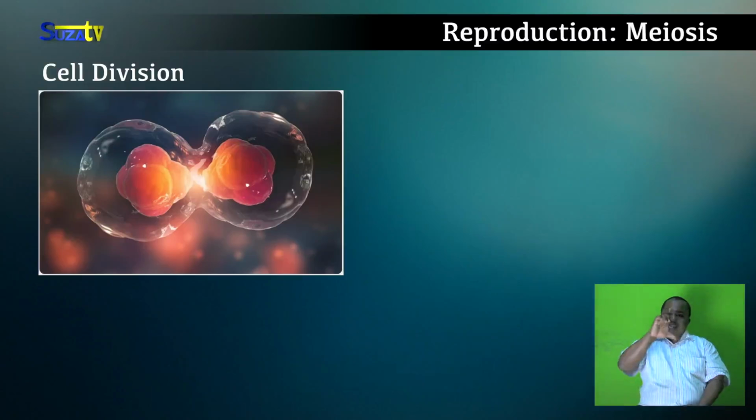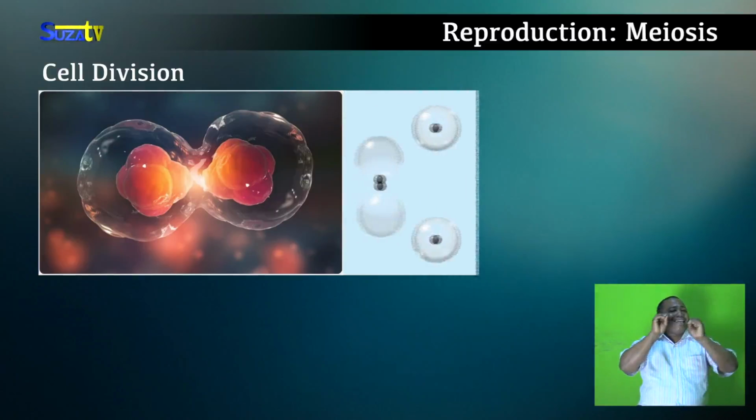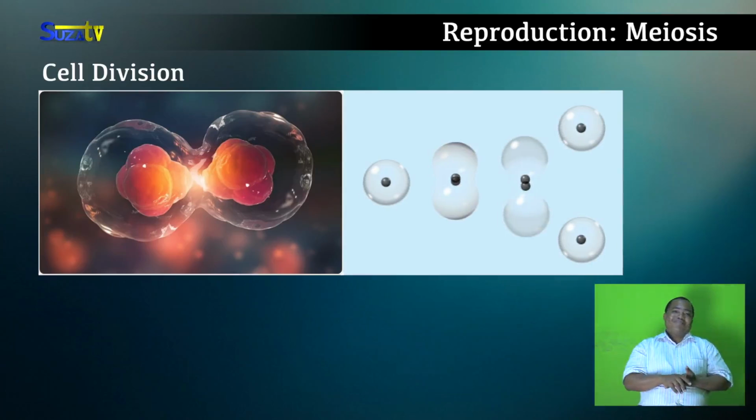Cells are dividing. When cells divide, they make new cells. A single cell divides to make two cells. And the two cells then divide to make four cells, and so on and so on. So now I'm waiting for the meaning of the words cell division.